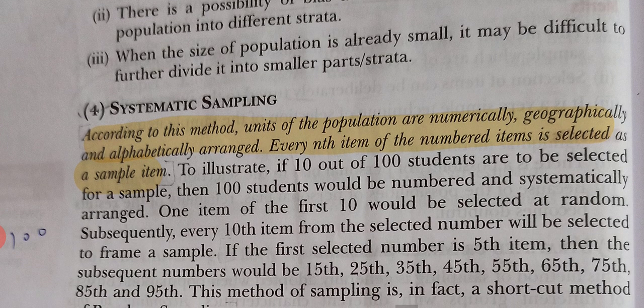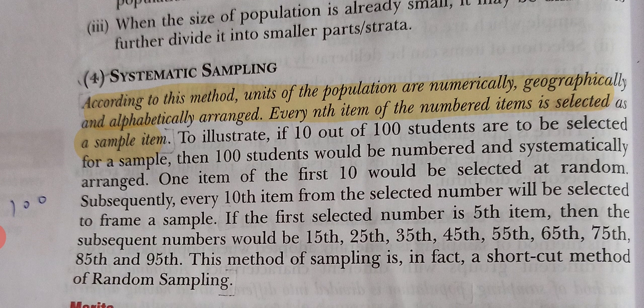Next is systematic sampling. In systematic sampling, the units of the population are arranged numerically, geographically, or alphabetically. Then items are selected from them. For example, alphabetically from A to Z, the students are there whose names start from A, B and so on. So how can the units be selected? Like those whose names start with B, M and P. Those students can be selected as a sample.